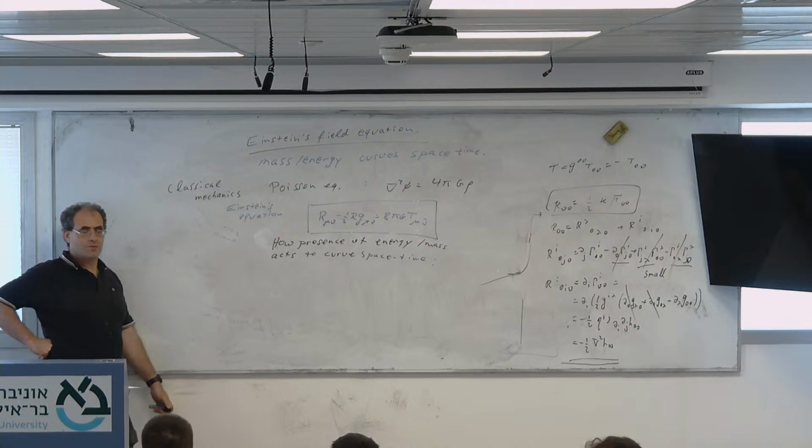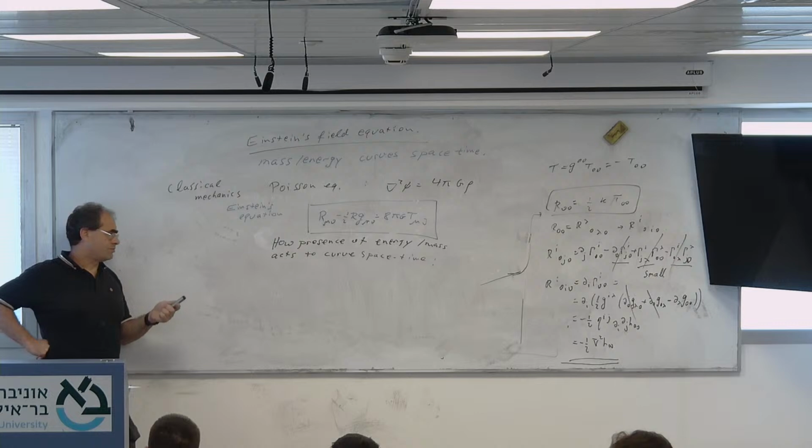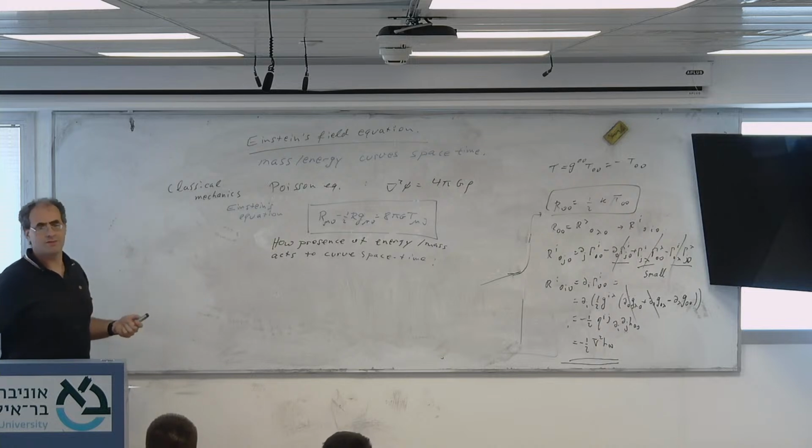So the solution that we're going to discuss is the Schwarzschild solution. That's the first solution that was found. There are other solutions. One is called the Nordstrom solution, which is a charged black hole. And there is the Kerr solution, which is a rotating black hole. We will not have time to discuss those solutions.